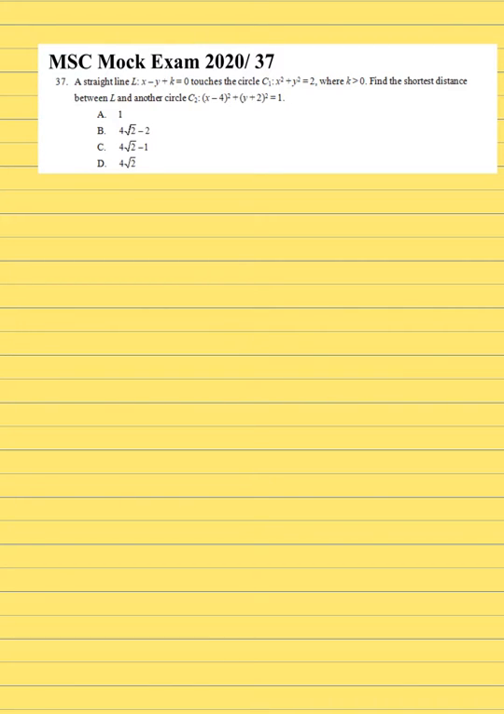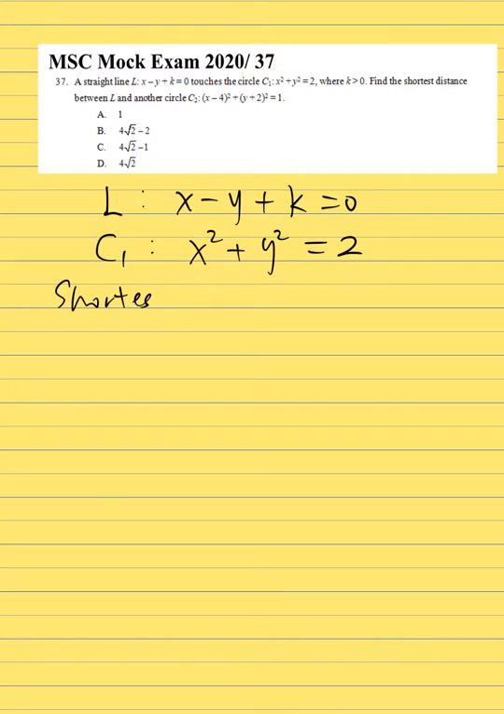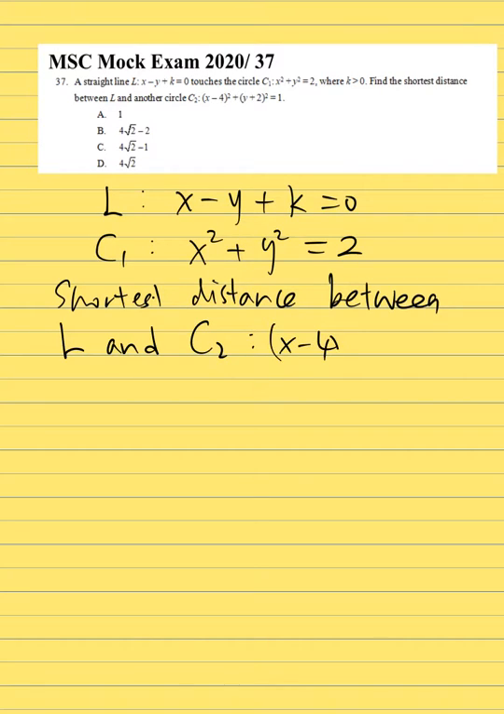In this question, you are told that the straight line L, x minus y plus k equals 0, is tangent to the circle C1, x squared plus y squared equals 2. And you are asked to find the shortest distance between the line L and another circle C2, which has equation x minus 4 squared plus y plus 2 squared equals 1.